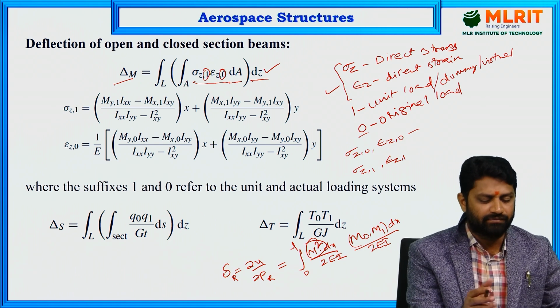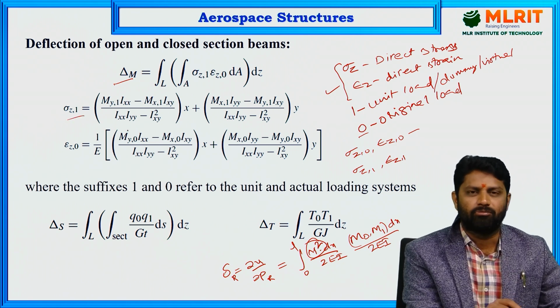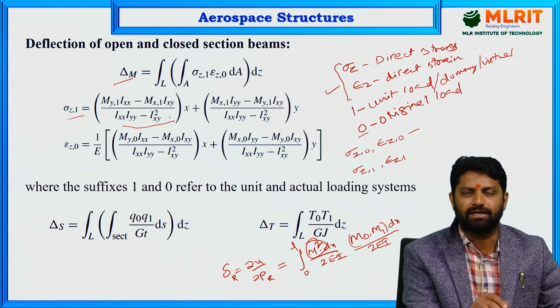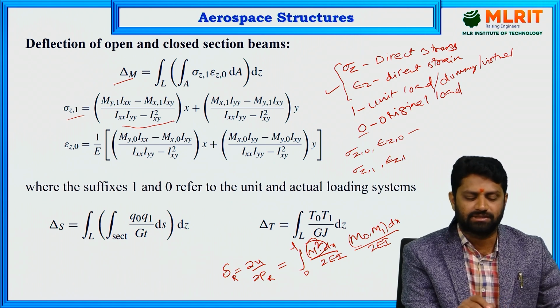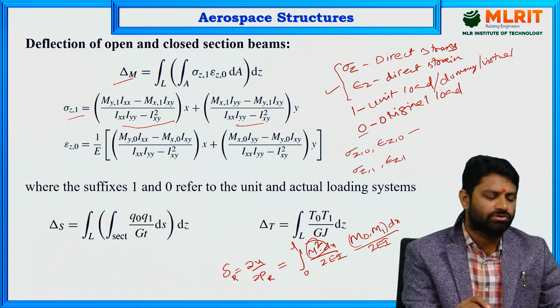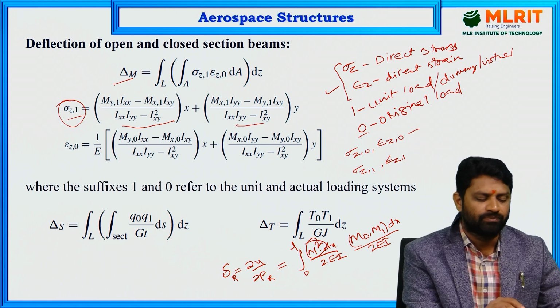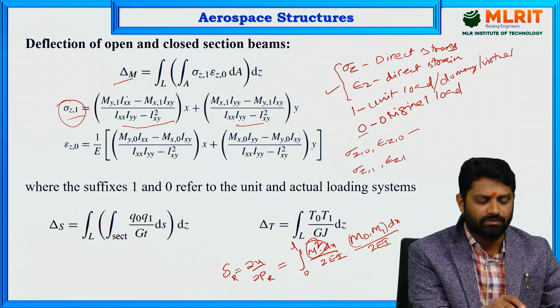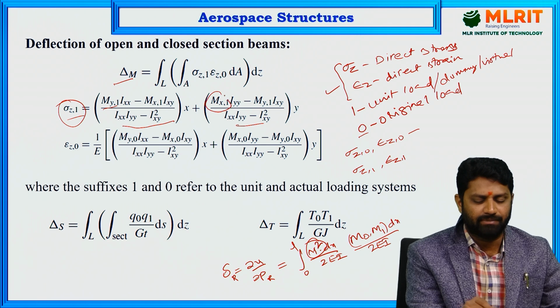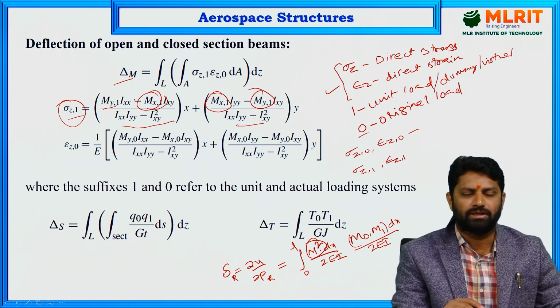Here we have the formula for sigma z1 and epsilon z0. The direct stress distribution formula sigma z we know: it equals (My Ixx minus Mx Ixy) divided by (Ixx Iyy minus Ixy square), plus (Mx Iyy minus My Ixy) divided by (Ixx Iyy minus Ixy square). Now for sigma z1, since you are calculating with respect to the unit load, you replace My by My1 and Mx by Mx1. The rest is all the same.